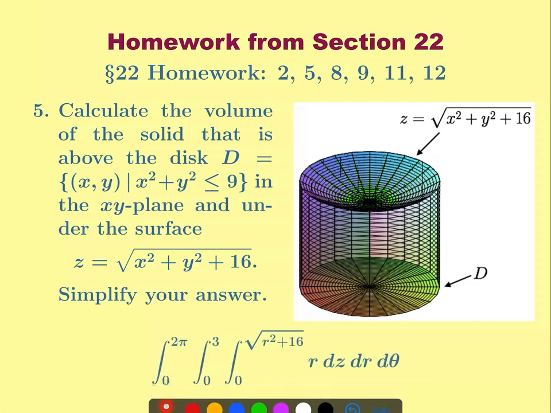And so that gives me this triple integral down here. Again, theta was going from 0 to 2 pi, and r was going from 0 to 3. And z was going from 0 to the square root of x squared plus y squared plus 16, but we replace the x squared plus y squared with r squared. And as usual, the dv, because this is a volume question in this case, is just going to be r dz dr d theta.